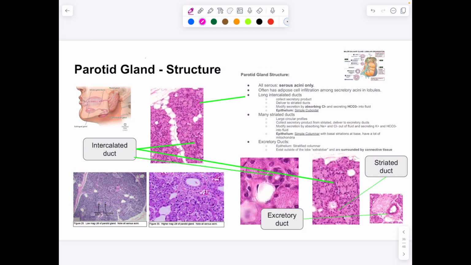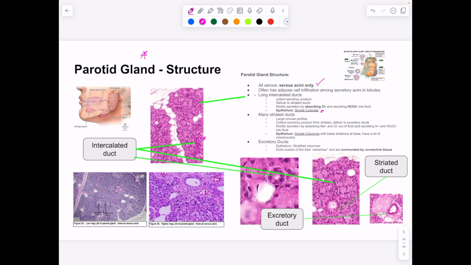Okay, now we have our parotid gland. The way that you identify them is serous acini only, and it has long intercalated ducts, which you can see one right here, and the intercalated ducts are simple cuboidal because it's still within the lobule, and you can see it's surrounded by acini, which is how you know it's within the lobule.